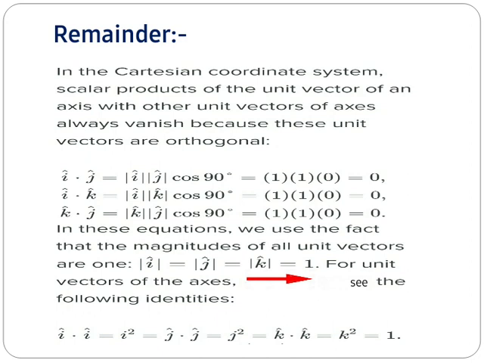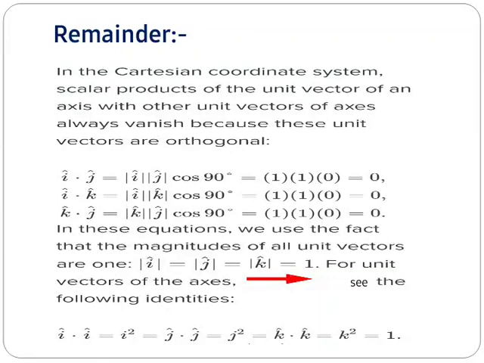Let me examine this operation. I cap dot j cap is equal to modulus of I cap into modulus of j cap into cos 90, which is equal to 0. Since the unit vectors I cap and j cap are perpendicular to one another, the angle between these unit vectors is equal to 90. Cos 90 is equal to 0. So this magnitude will be equal to 0.